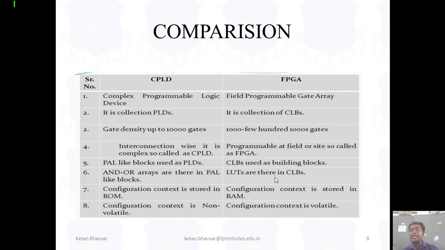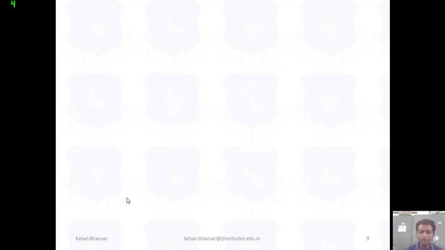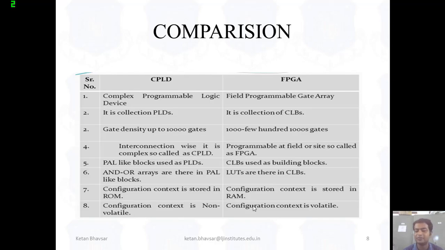You can see the LUT inside the CLB. Because of the LUT, you can identify the logic design, Boolean function and K-map inside a LUT. And when we're dealing with the PLA, we can see only AND or OR logic. We cannot identify the K-map, or we cannot see the Boolean function. CPLD is designed with the help of ROM, and FPGA is designed with the help of RAM. One is non-volatile, and the other is volatile. So these are the basic comparisons between CPLD and FPGA.